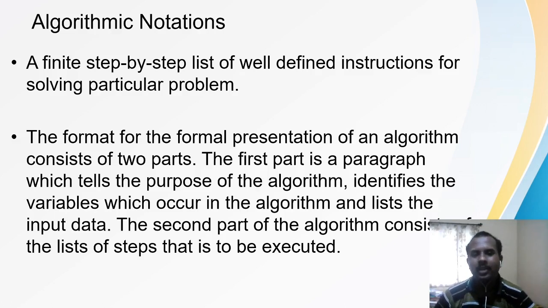Okay. While coming to the formal representation of the algorithm, you are going to have mainly two parts. First one is the step by step list of the instructions. Second part is the description of the algorithm. So what do you mean by description of the algorithm? You are going to have the purpose of the algorithm, the identification number of the algorithm, and you are going to mention the different variables that you are going to use in the algorithm.